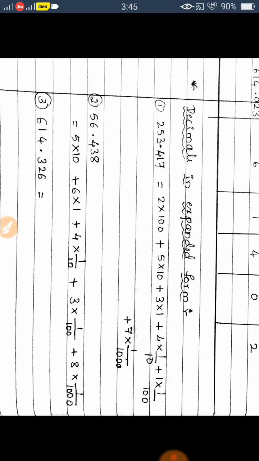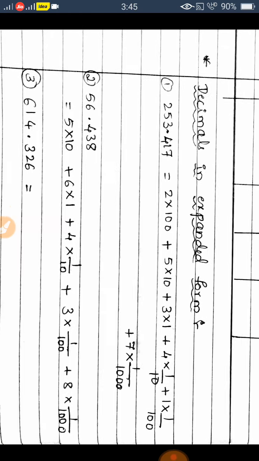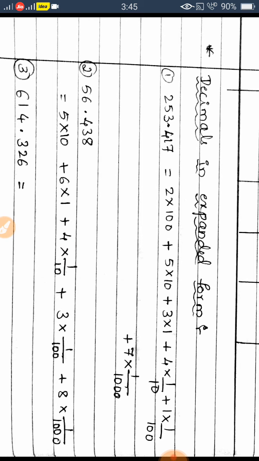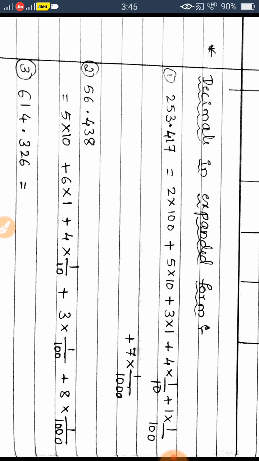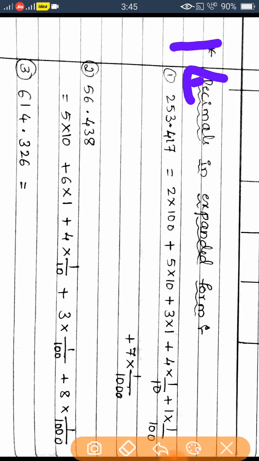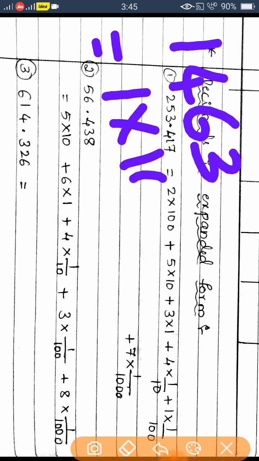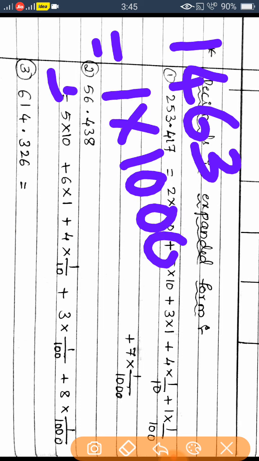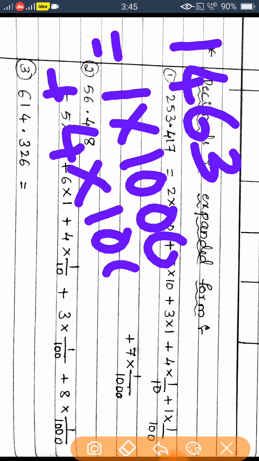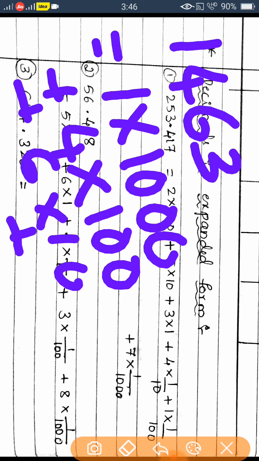Now the decimals in expanded form. Just see, we have learnt about 1463. We can write it as 1 into 1000, because it is in the thousands place, plus 4 into 100, hundreds place, plus 6 into 10, tens place, plus 3 into 1, ones place. This is how we will write. In the same way we can write decimals.